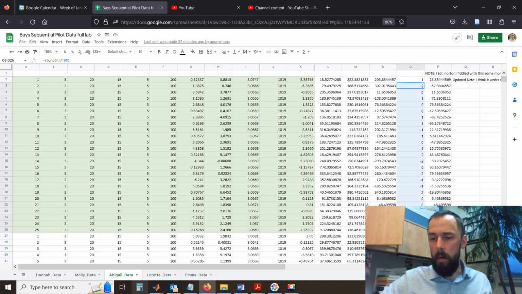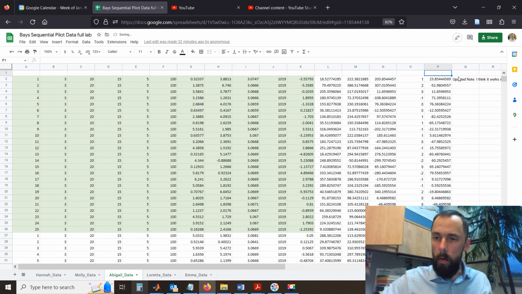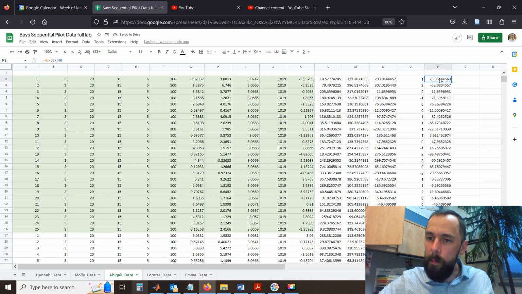So I think this number looks like it's behaving properly. And then you just copy this formula, put it next to your difference score formula, and then you're going to have this column P. This is a note I wrote earlier when it was incorrect, but now it's correct, so I'm just deleting that. In the P column, you have your N2 minus this number times 180.